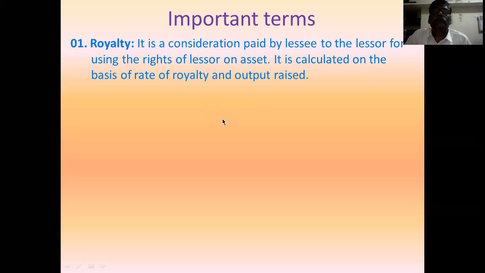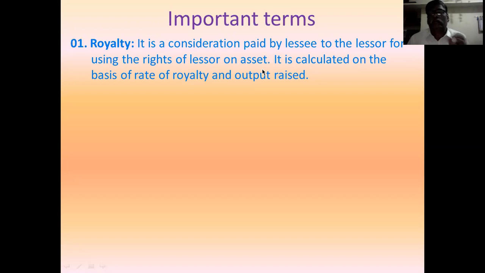Okay, today we see the important terms in the royalty account. The first important term is royalty. What is royalty? I already explained this word in detail in the previous two classes. Royalty is the consideration paid by lessee to lessor for using the rights of lessor on the asset.